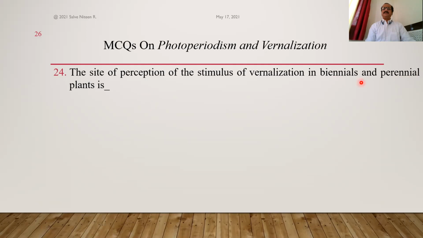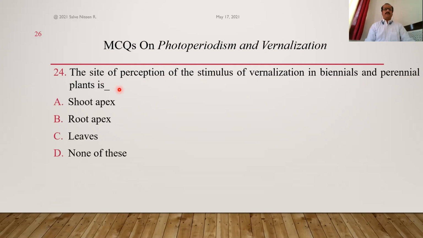So in case of biennials and perennials, the site of perception of the stimulus for vernalization is what? So here the answer is, yes, it is given, shoot apex. Shoot apex is the right answer because shoot apex consists of meristematic cells, and vernalization treatment is perceived mostly by the dividing cells, meristematic cells. In case of biennials and perennials, by shoot apex, and in case of annuals, by the seed or the embryo, which consist of dividing cells. So A is the right answer here.